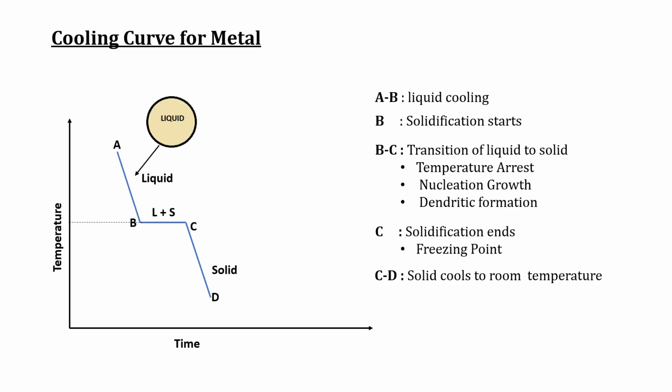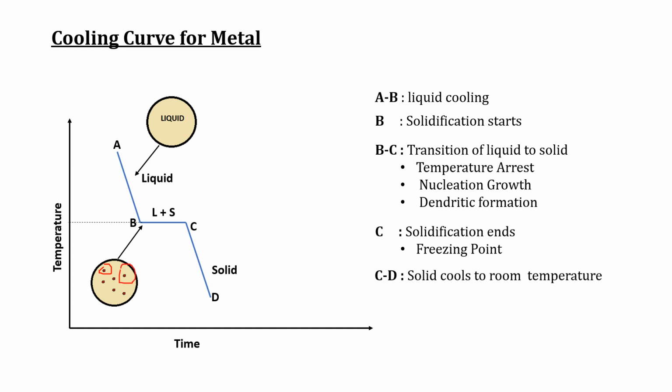In this part we are going to study the cooling curve for a metal. As you have seen in the diagram, at point A the metal is converted into the liquid state, and from point A to point B the liquid is cooled down and the material is in the liquid state. At point B the solidification starts. Small nuclei formation starts. As you see in the diagram, there is small nuclei formation.